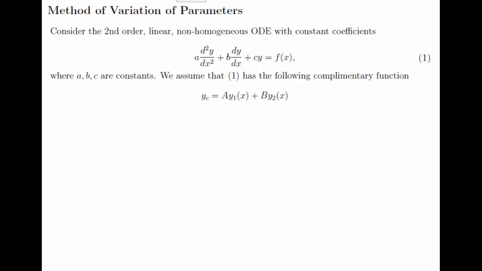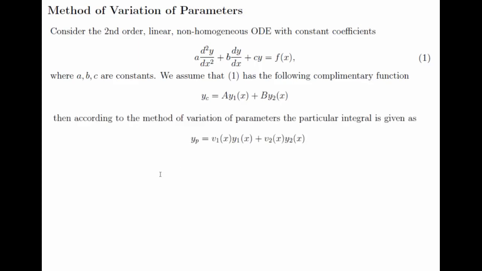Now let's see the method of variation of parameters. Remember, the method of variation of parameters is for finding the particular integral. So according to the method, the particular integral yp is this new function v1(x) times y1 plus v2(x) times y2. I want you to notice that this is the y1(x) and this is y2(x). So these are what we're putting in here, and they are coming from the complementary function.